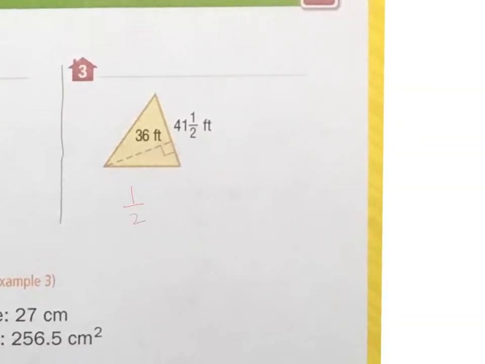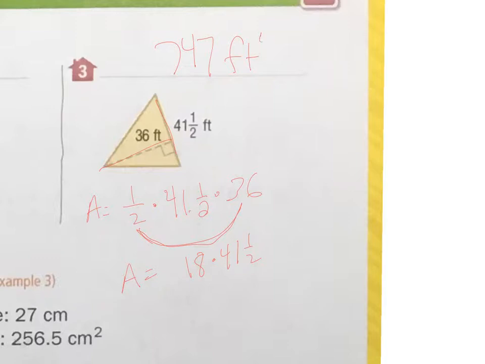Alright, here I have 1/2. Area equals 1/2 times my base, 41.5, 1/2 times 36. Okay, I'm going to do a similar thing. I think 1/2 of 36 is pretty easy. So area equals 18 times 41.5. And I get my calculator right out. 18 times 41.5 equals 747 feet squared.